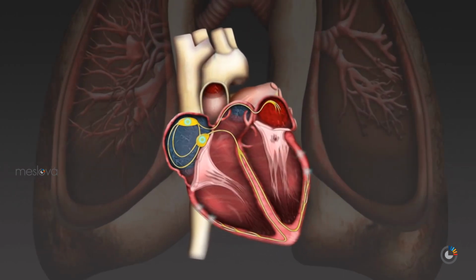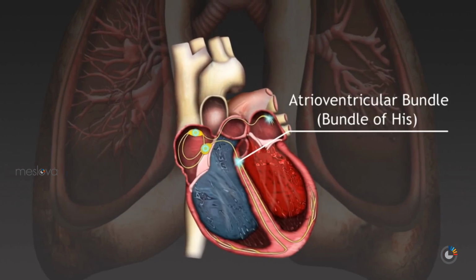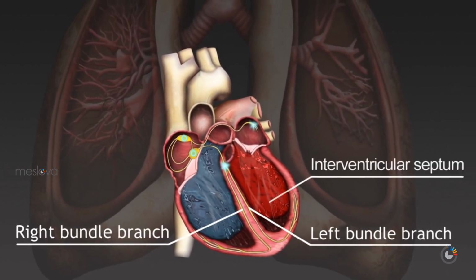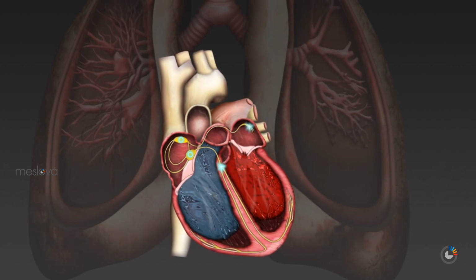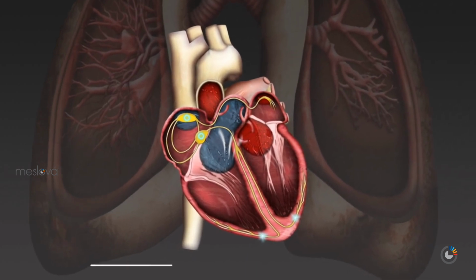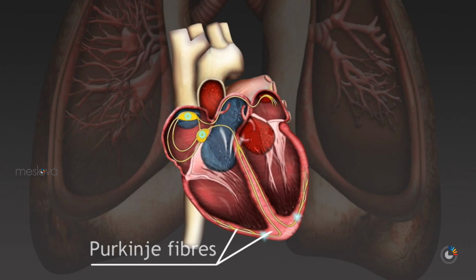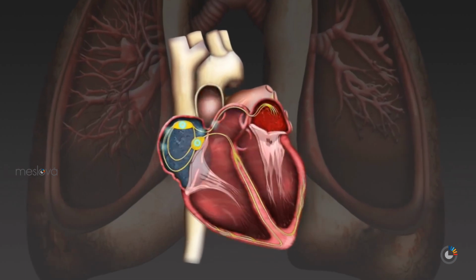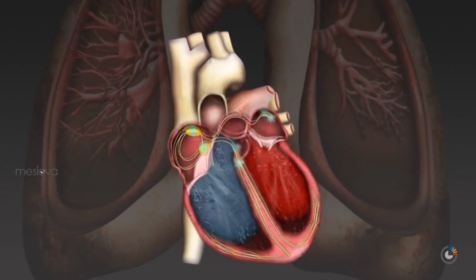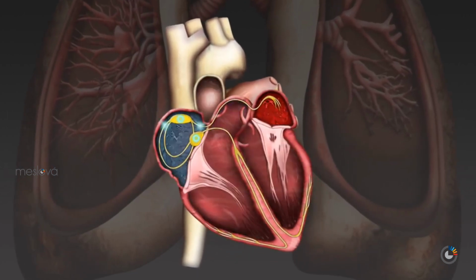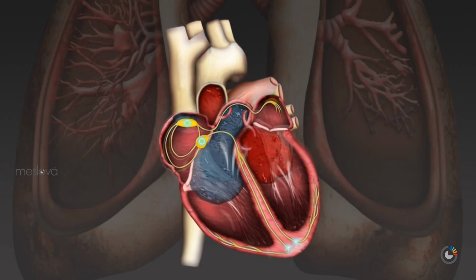Then the impulses travel along the bundle of His, where the conducting pathway divides into the left and right bundle branches, which lie in the interventricular septum. From the bundle branches, impulses spread into the inner walls of the ventricles via specialized conducting fibers called the Purkinje fibers. Finally, the impulse travels up the outer walls of the ventricles towards the atria. The rapid and controlled spread of the electrical impulse through the ventricles stimulates the muscle cells in the ventricles to contract together and pump blood efficiently to the lungs and the body.